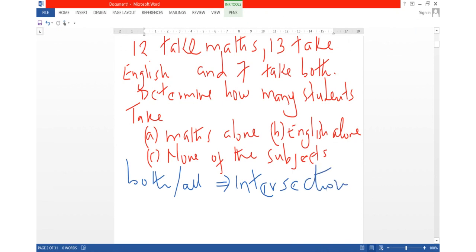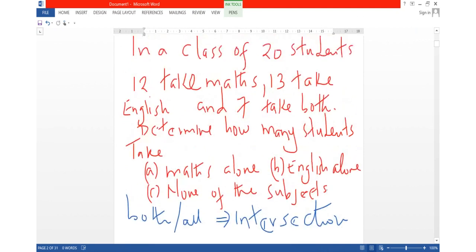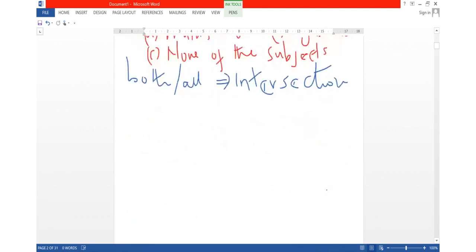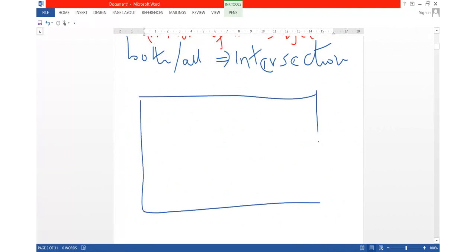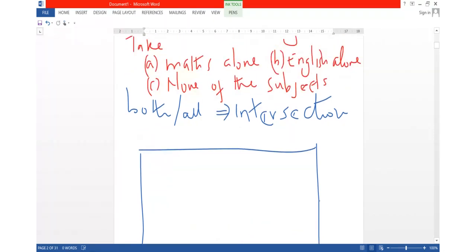So we do this one. If I want to use a Venn diagram, first of all, I must draw a rectangle like that. Then here we check how many sets we have. We have two sets.